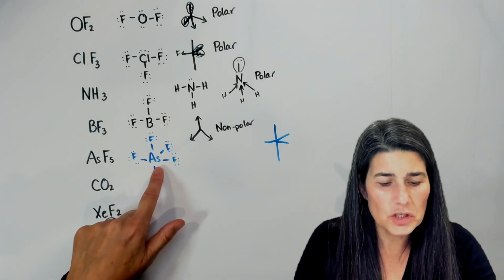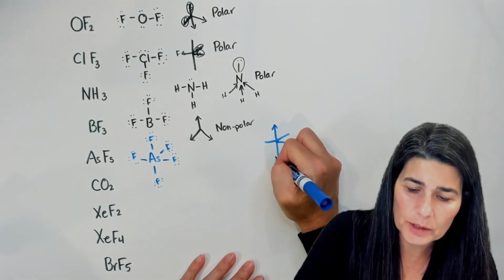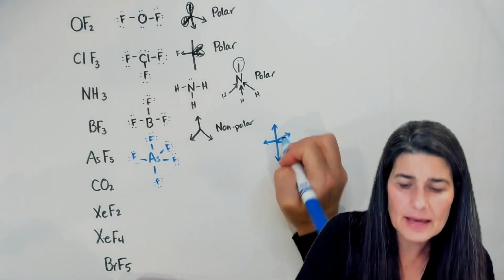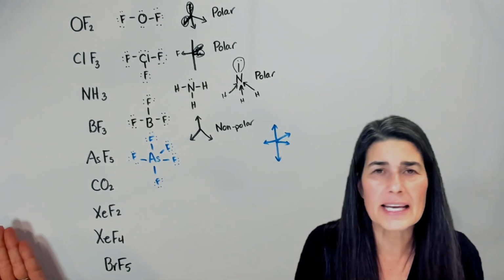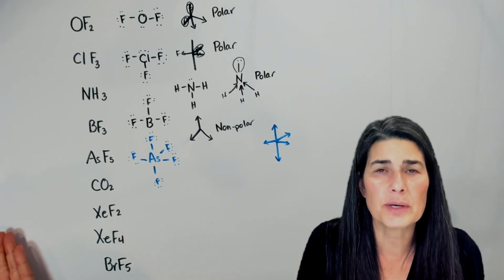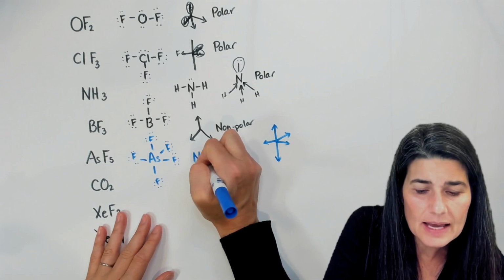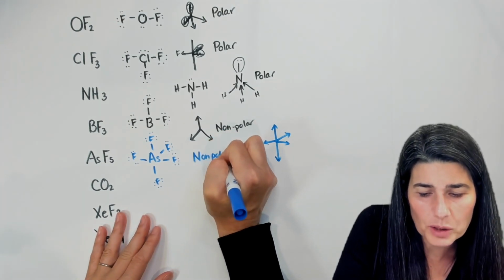5 domains, 1, 2, 3, 4, 5. The upward fluorine will cancel the downward fluorine. The 3 in the ring are all going to cancel each other out, a three-way tug of war. So this arsenic pentafluoride is non-polar.